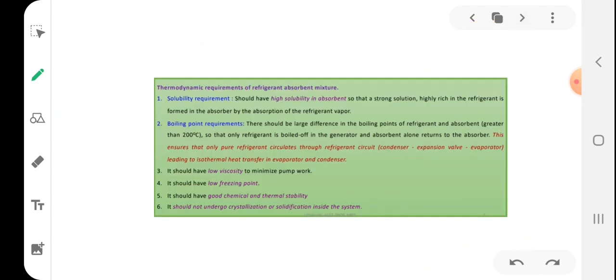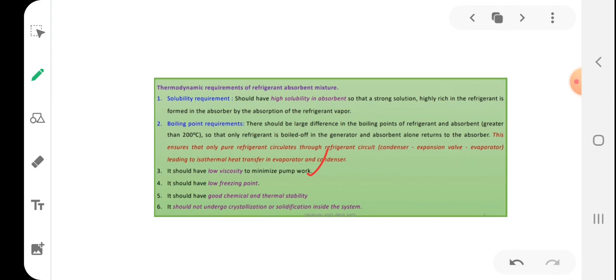And the third point is it should have low viscosity to minimize pump work. If the viscosity is high, it means we have to increase the pump work. So we would have to apply so much work, then only the fluid will be set in motion.